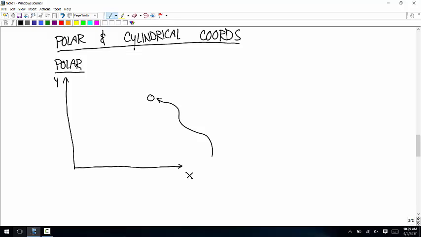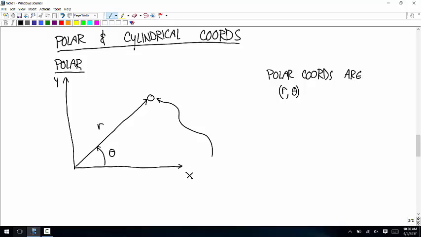We measure that in terms of 2 values. A distance, r, and a counterclockwise angle from the x-axis, theta. And polar coordinates are r, theta. So how far away from the origin, that implied origin, you are, and what's the angle from the x-axis.